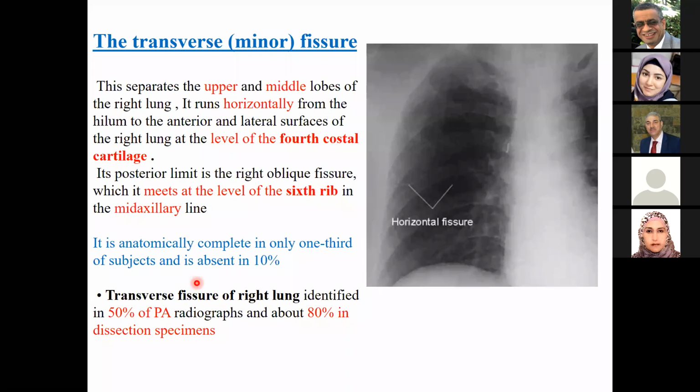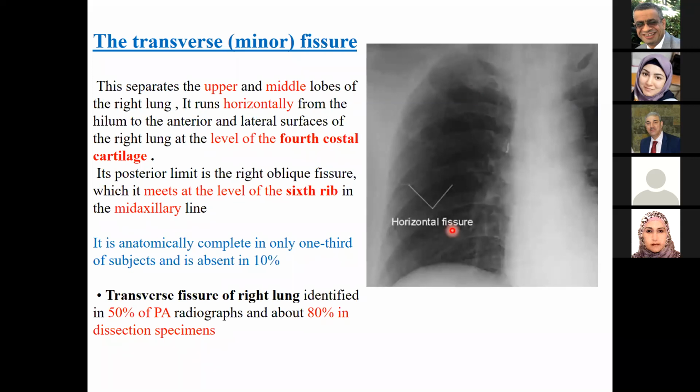It is anatomically complete in only 1/3 of subjects and is absent in 10%. The transverse fissure of the right lung is identified in 50% of PA radiographs and about 80% in dissection specimens. On X-ray view, this is the horizontal fissure, which lies between the upper and middle lobe of the right lung.